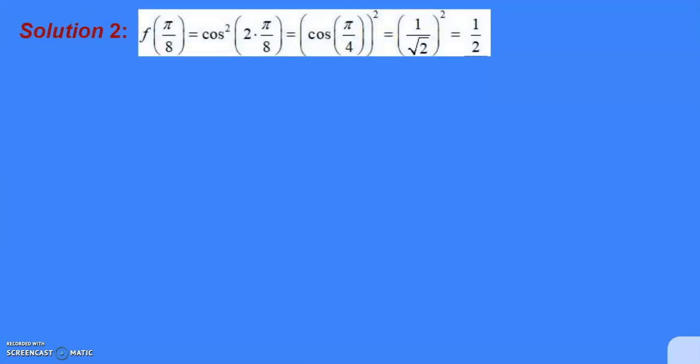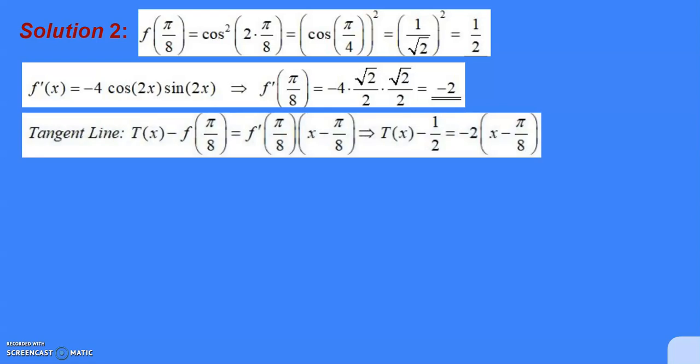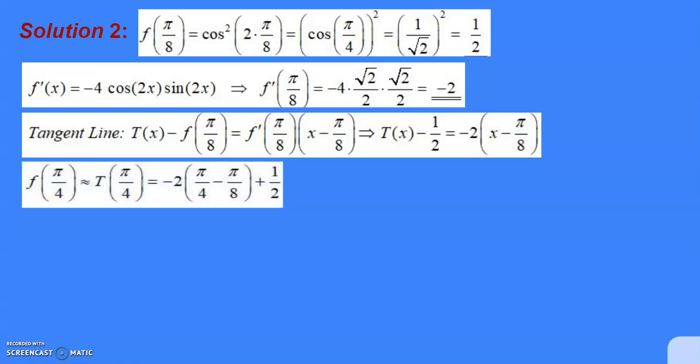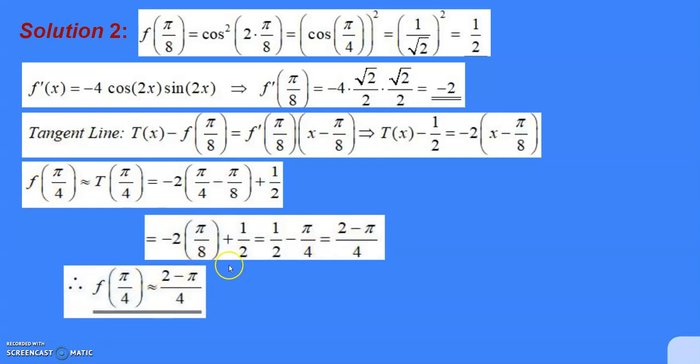Our second practice problem says we again find the function value at pi/8, which gives us 1/2, and then we take the derivative and evaluate at pi/8, which gives us -2. So now with our slope and f of pi/8, we're able to write our tangent line equation, and then we use the tangent line equation to evaluate f of pi/4, which gives us our result, 2 minus pi/4.